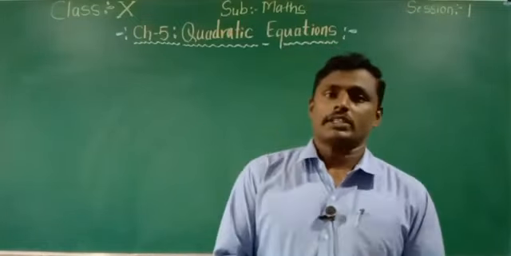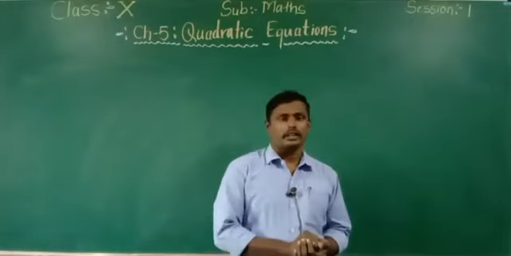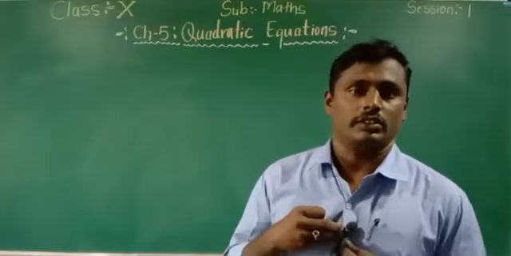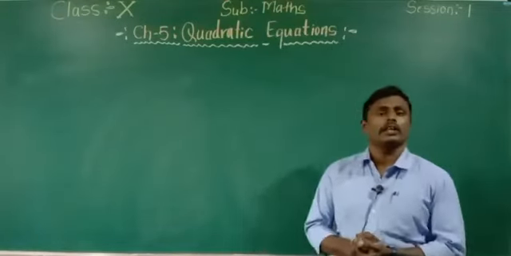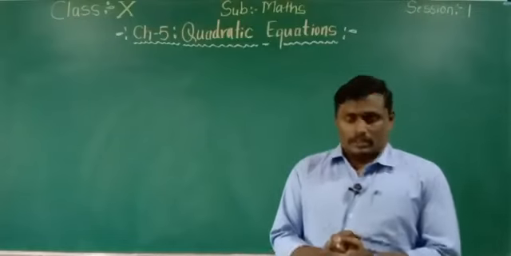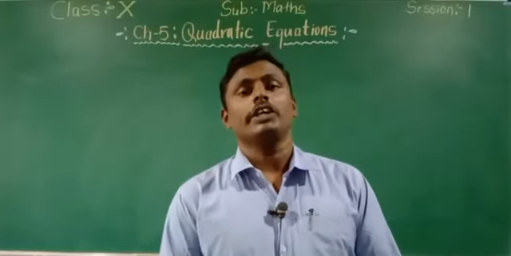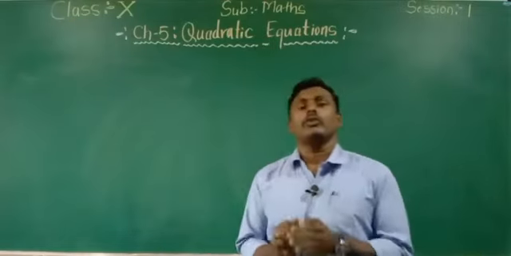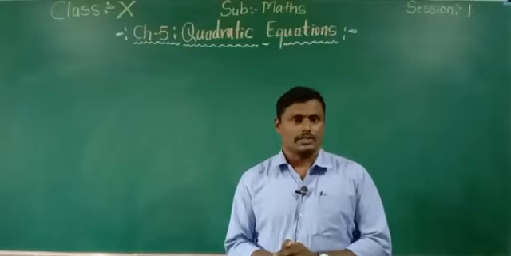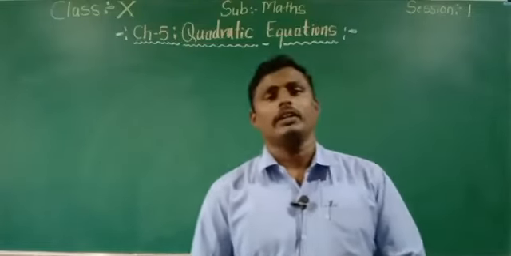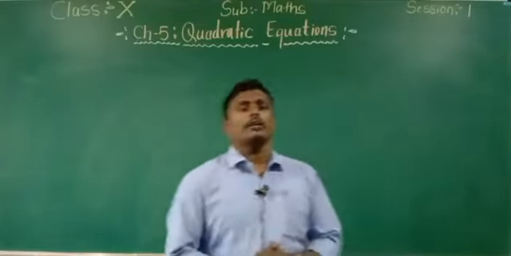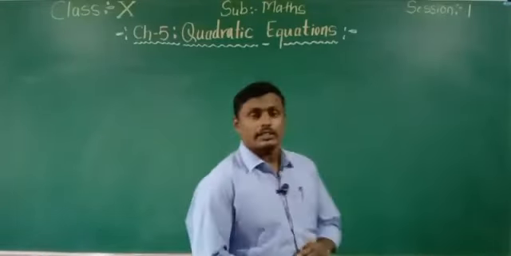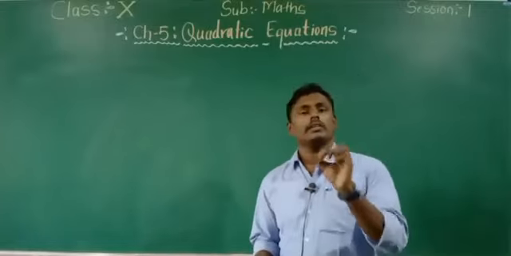In the previous classes, class 6, 7th, 8th and 9th, you already learned different types of equations, right? So what do you mean by the equation? Basically, equation is a combination of variables and constants. In algebra, we already learnt the different types of equations, right? So equation means it's a combination of the variables and constants.